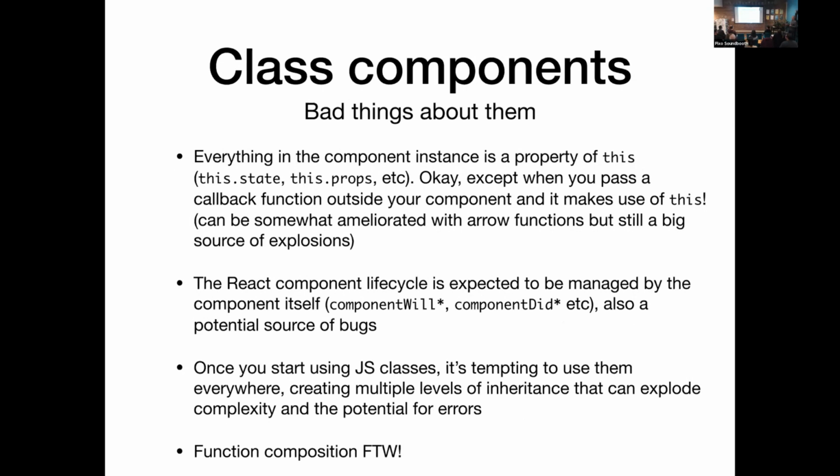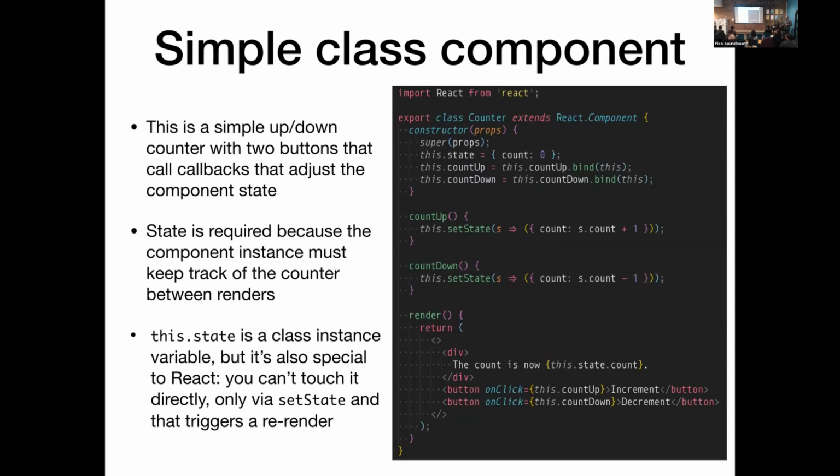What's bad about them, though, is that everything in the component instance is a property of this, right? Because that's how class instances work. But that's okay, except, let's go back to this example here, except when you pass a function outside of the component, like we're doing with count up here. If we pass that function as a callback to the button, and then the user clicks on that, what's the value of this, right? In a traditional function, this is the context of the caller. So the first thing that happens is this function starts to run, and we do this.setState. Well, there's no window.setState, and this is going to explode.